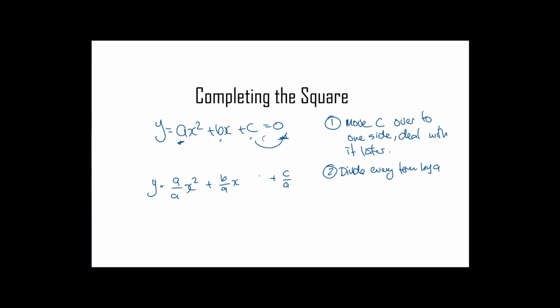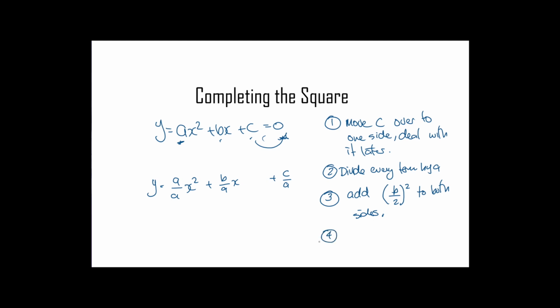It may seem a bit strange doing that, but there's a reason, and it's quite a clever one. The third thing we're going to do is add b over 2 squared to both sides. This is what's called a deus ex machina technique, which is basically from the hands of God. This term just comes out of nowhere, and it doesn't violate the rules of algebra as long as we do it to both sides, or as long as we add it and then subtract it. You'll see what I mean.